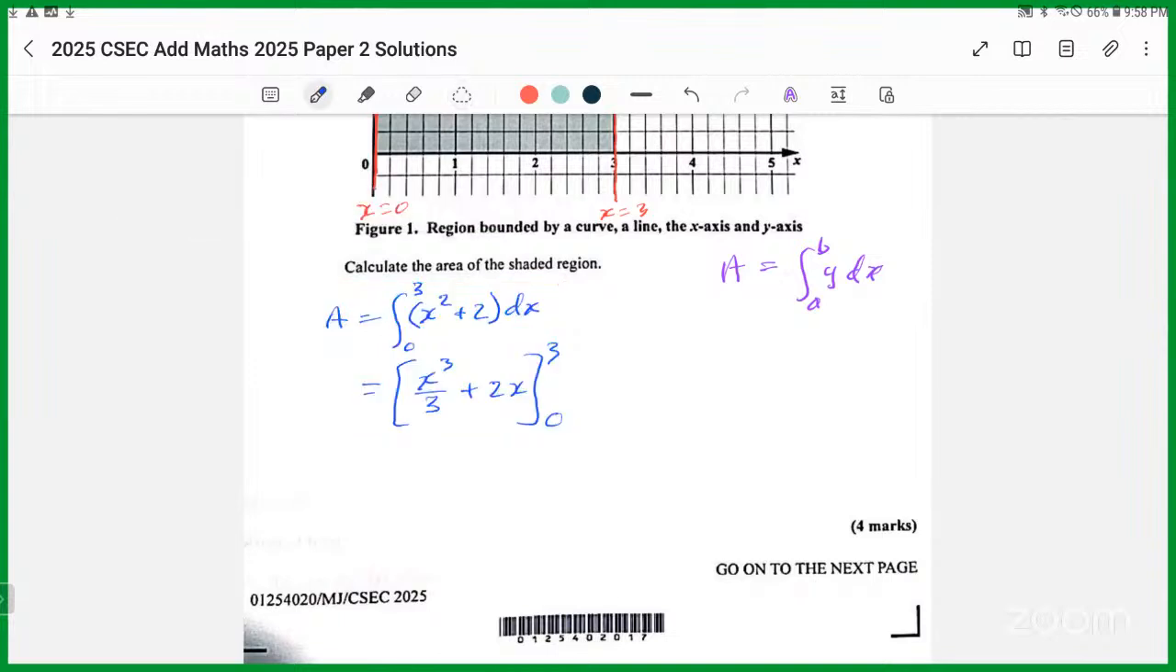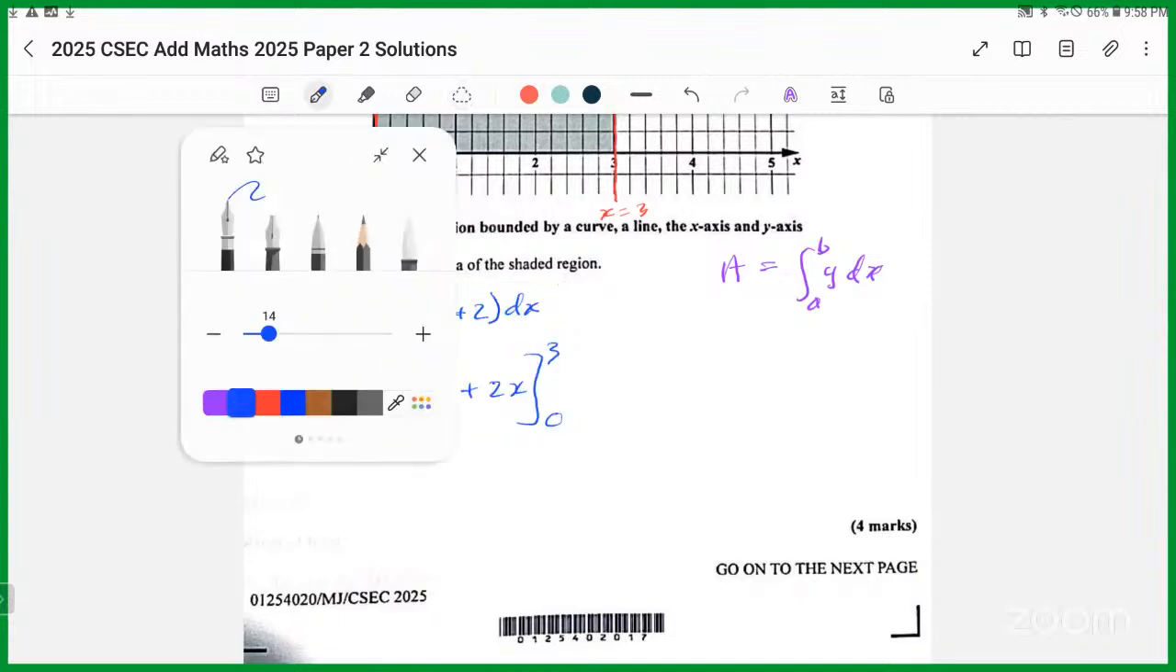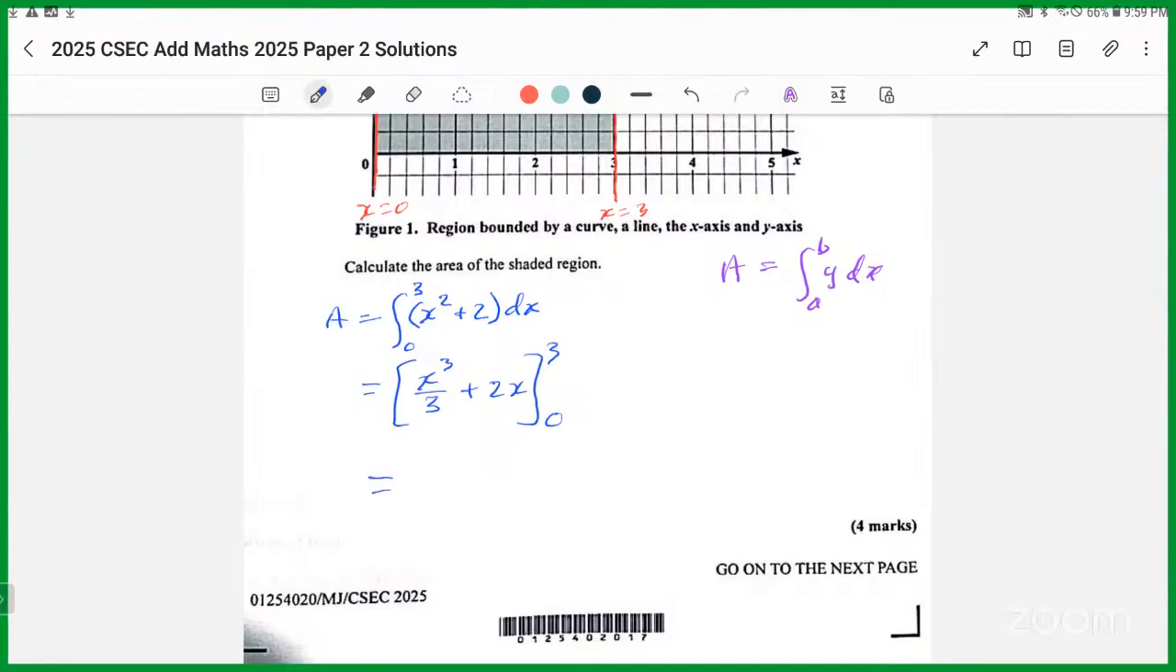All right, so we're gonna put in the limits now. So it becomes 3 cubed over 3 plus 2 times 3. When I put this 3 in here and here, I'm going to subtract this 0. When I put in this, I'm going to get 0. I'm going to subtract the 0.